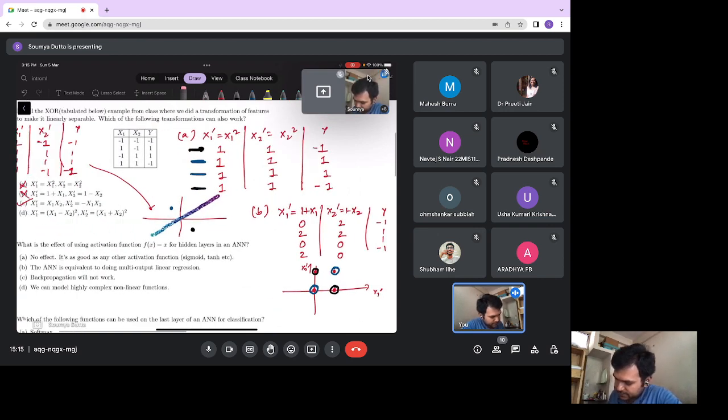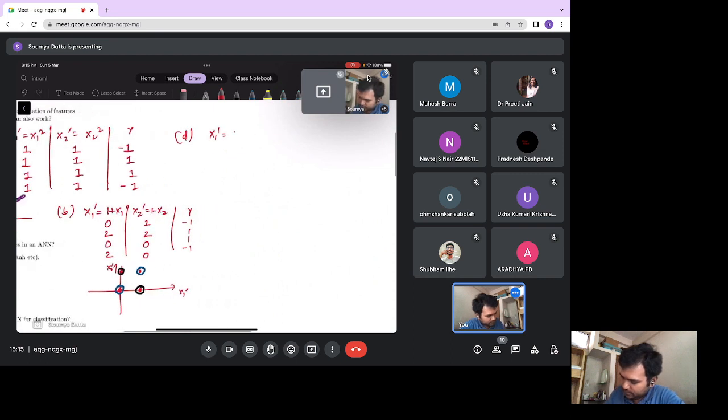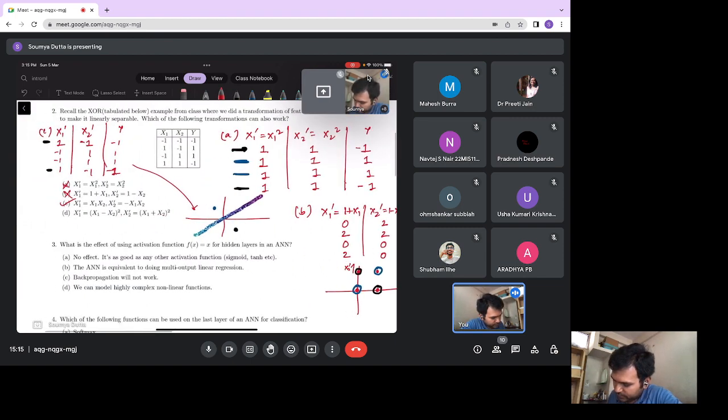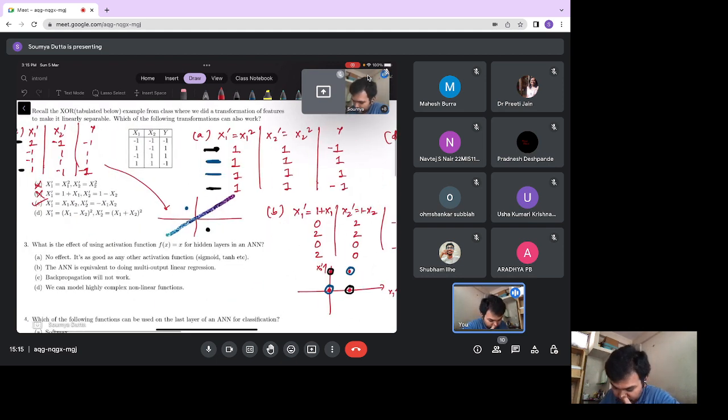Okay, so D I'll draw here, maybe. x1 hat equal to (x1 minus x2) whole square, and x2 hat equal to (x1 plus x2) whole square, and this is y. So whenever x1 and x2 are equal, that means x1 hat will be equal to 0 and x2 hat will be equal to 4, right?